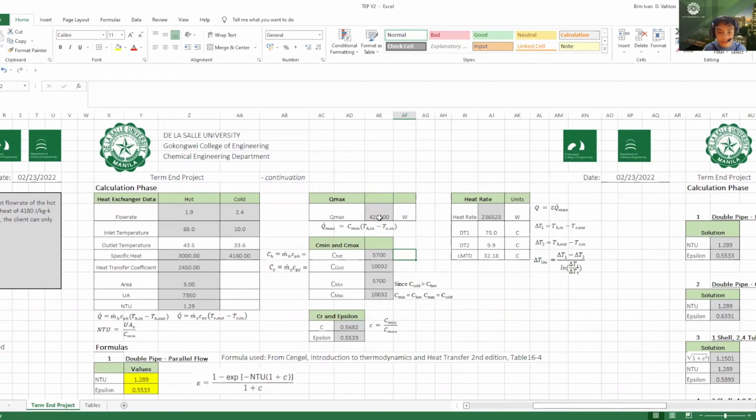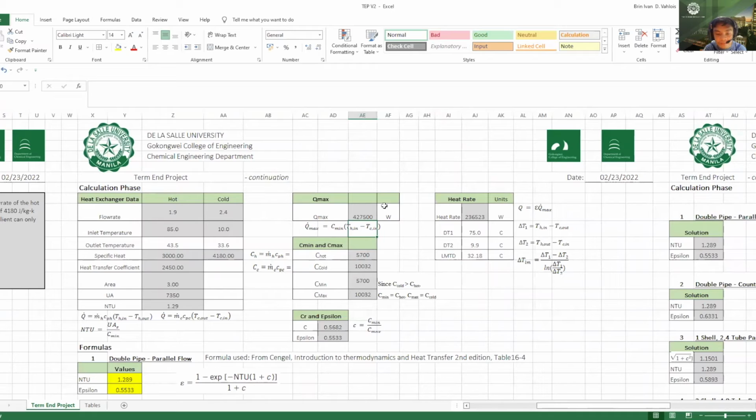The formula of Qmax is equal to Cmin times Th in minus Th out. Th in, sorry. So what is Cmin? Cmin is 5,700 times Th in, which is 85 degrees Celsius, minus Th out, which is 10 degrees Celsius, which gives us a value of 427,500 watts.